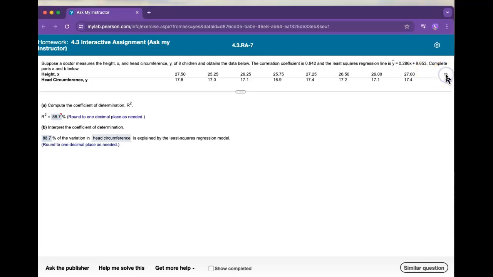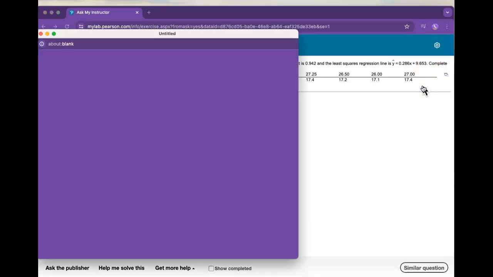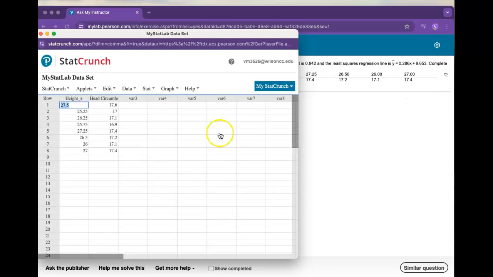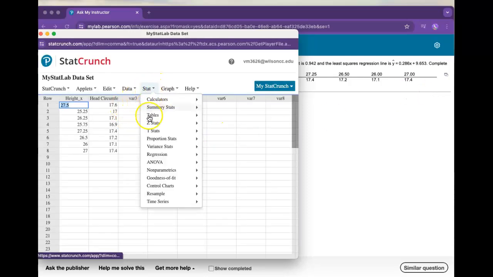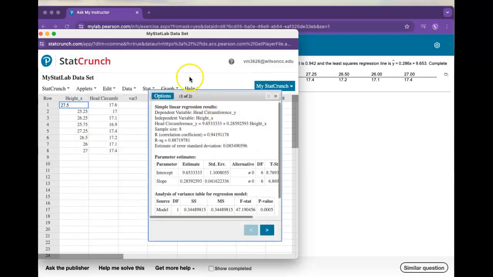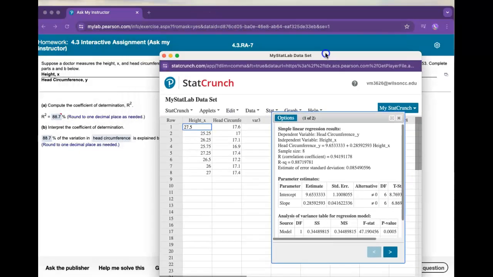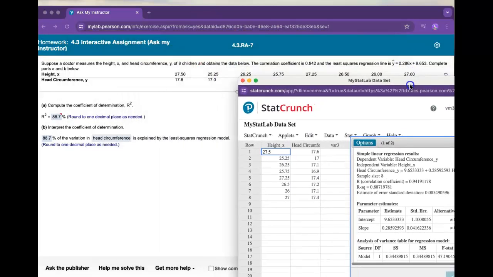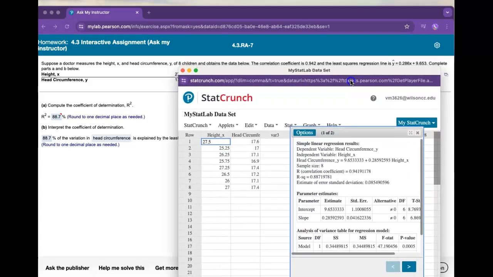Just to practice a little bit with StatCrunch, let's open this up in StatCrunch. And we want to calculate regression, simple linear, using our x variable and y variable, and just compute. Okay, so this is what we have to work with. And we're asked to determine r squared. And notice r squared is listed here for us. Let's see if I can highlight that. This is the r squared.